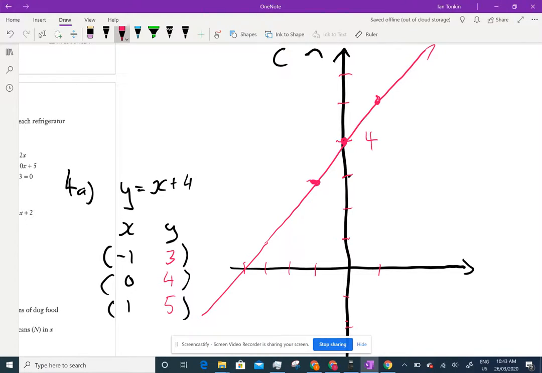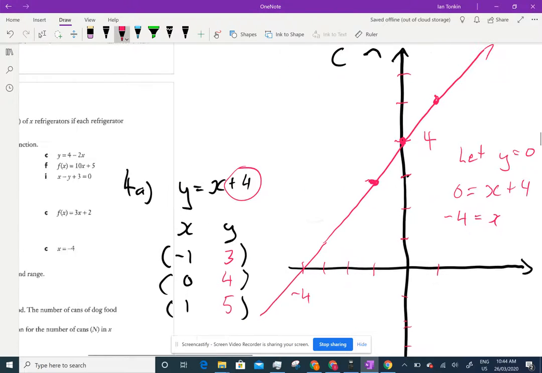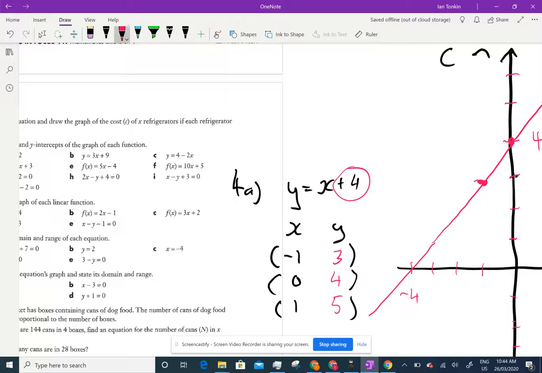Oh, but Mr. Tonkin, didn't we just do finding the x-intercept and the y-intercept? Okay, so let's just let y equals 0, and I get 0 equals x plus 4, and I take the 4 over the other side, negative 4 equals x. And you go, yes, so it is negative 4. And that's how I would have done it originally. I would have plotted the y-intercept, which I can see very quickly. I would have let y equals 0, and I just would have drawn the line. So let's have a go at doing it that way with b.